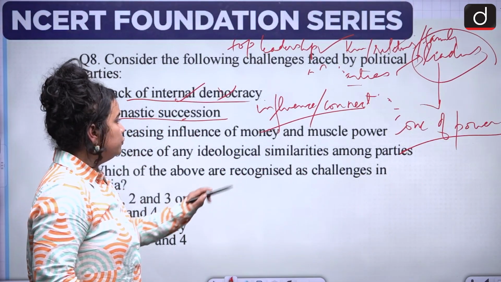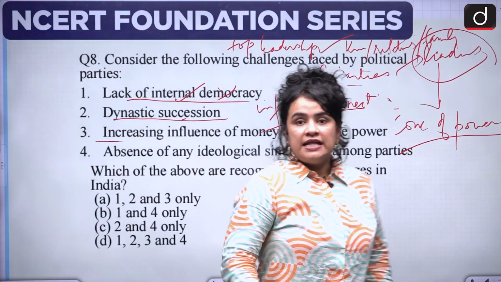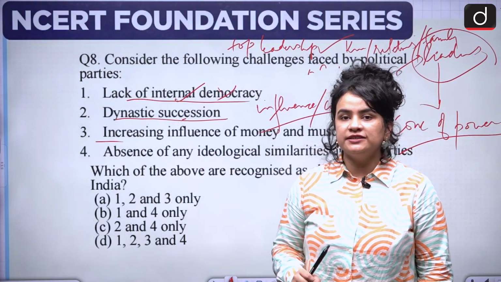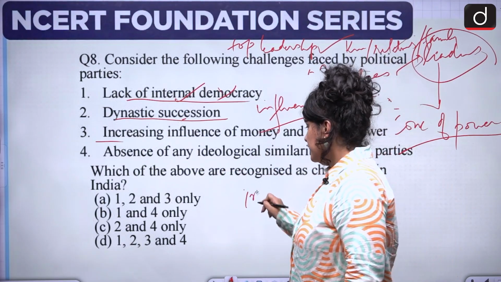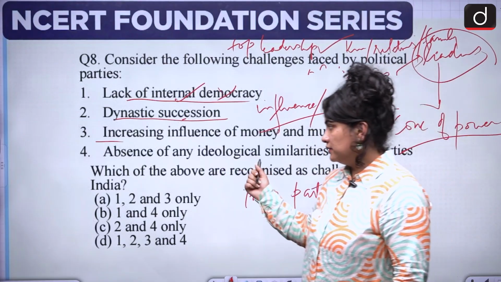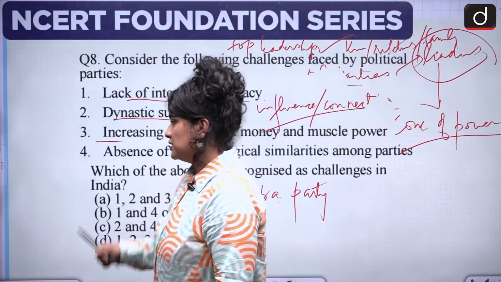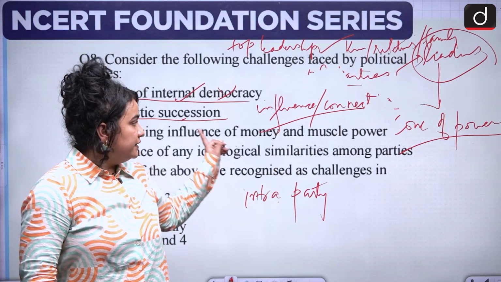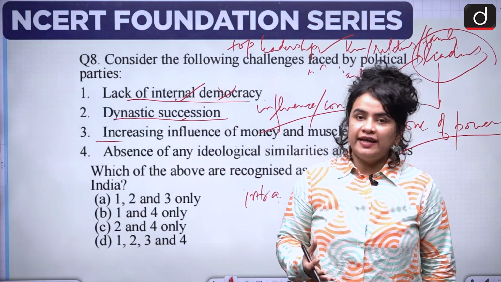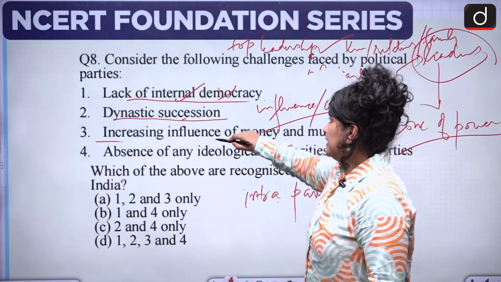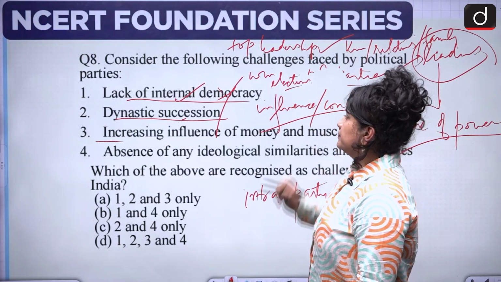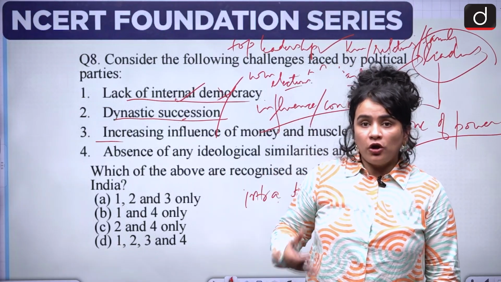3, increasing influence of money and muscle power. Again, this is a very big challenge to our democratic politics, especially even within intra-party politics. Why is this a challenge in itself? This is because parties' main aim is to win elections. They want to win elections. How will they win elections? Usually with a lot of money.